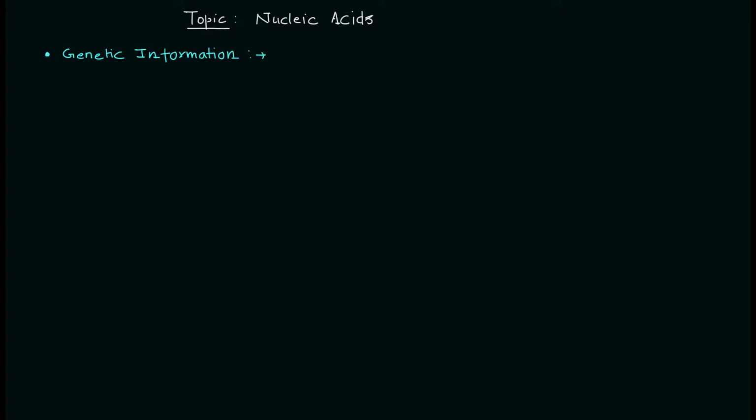Genetic information is the coded information that is stored in the DNA molecule. And what is DNA? It's deoxyribonucleic acid that stores that information. Its structure is made up of two strands joined together, and this joining is very strong. So here is the structure of the DNA molecule.